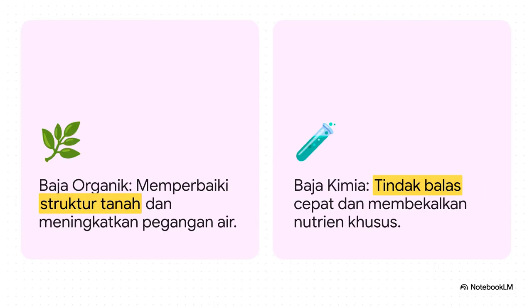When it comes to fertilizing, you've basically got 2 main choices, organic or chemical. Organic fertilizers are amazing for improving the soil's structure and its ability to hold water over the long haul. Chemical fertilizers, on the other hand, are fast-acting and can deliver specific nutrients right when the plant needs them. The best strategy? It's often a smart mix of both.